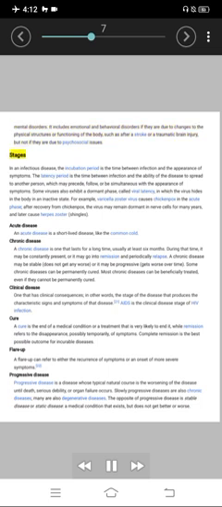Stages. In an infectious disease, the incubation period is the time between infection and the appearance of symptoms. The latency period is the time between infection and the ability of the disease to spread to another person, which may precede, follow, or be simultaneous with the appearance of symptoms.